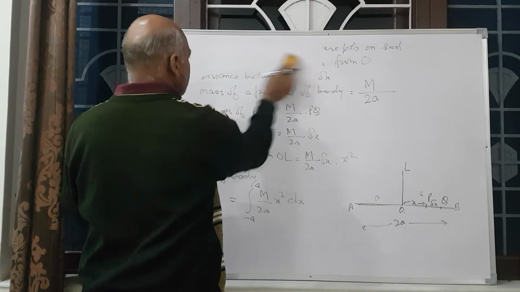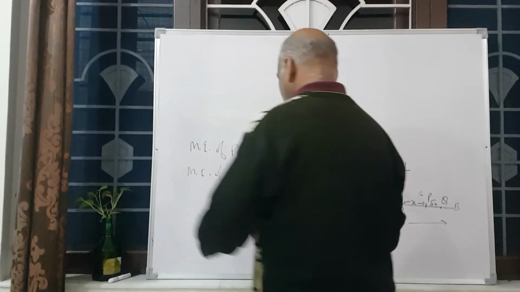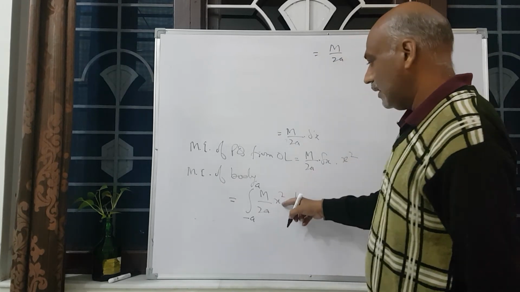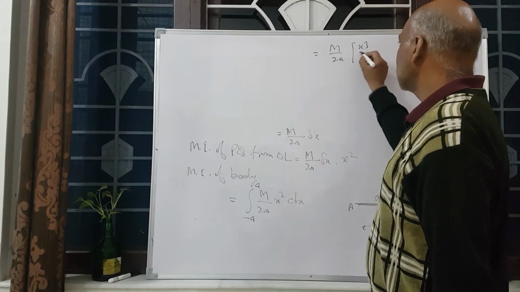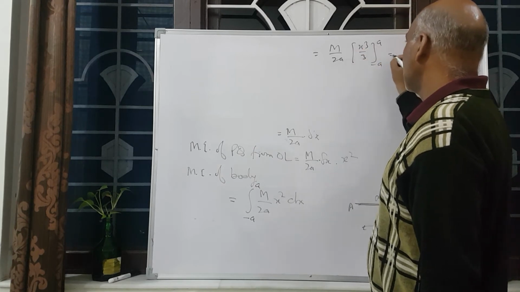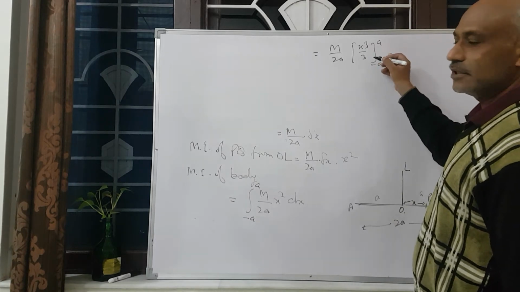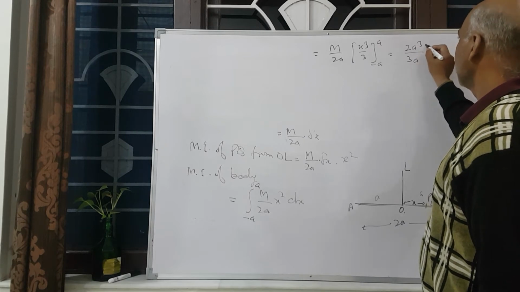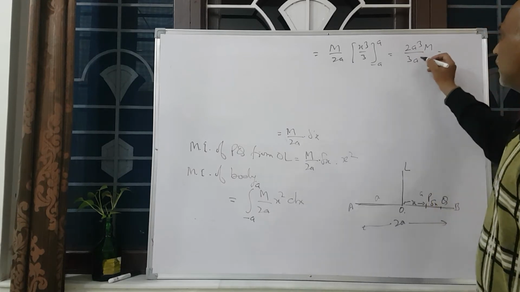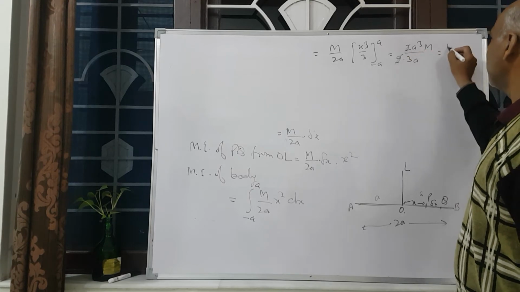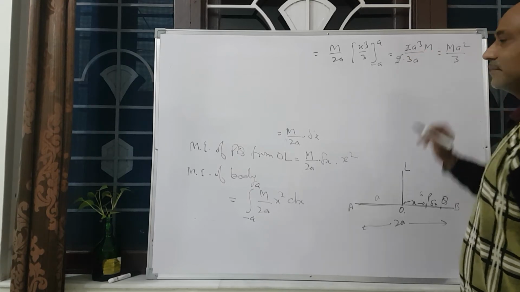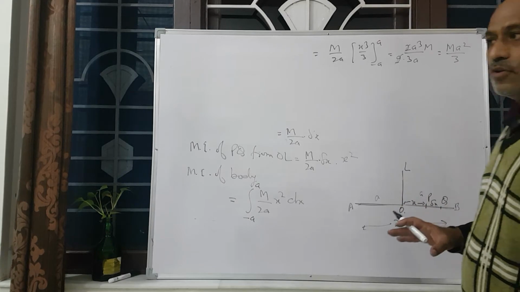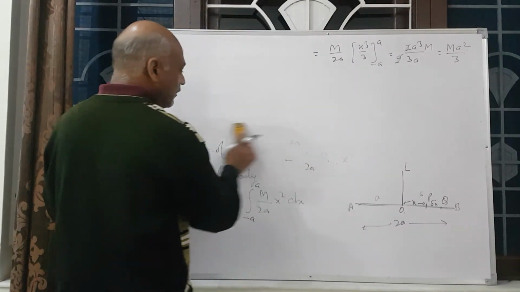So this is right. Now we only have to integrate M upon 2a, x cubed by 3 from minus a to a, or 2a cubed by 3. This becomes M a squared by 3. So this is the moment of inertia of the rod about the perpendicular line which passes through the middle point.